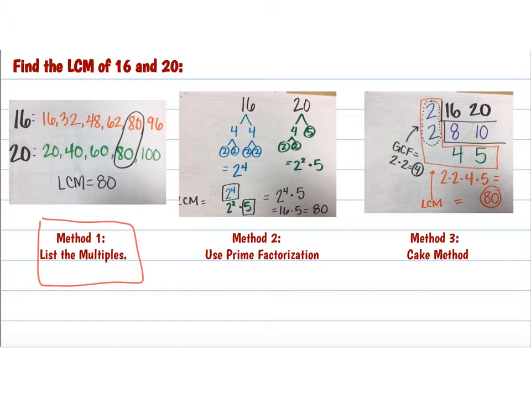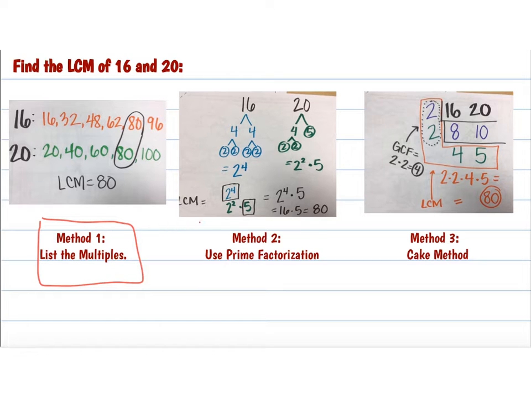So for 16, list them all out: 16, 32, 48, 64, on and on and on. And then same thing with 20: 20, 40, 60, 80, 100, until they line up. The problem with that method is that you could end up listing for quite some time. And if you make the smallest error, like if you were counting by 16s and you went 16, 32, 48, 60, just the smallest mistake would completely throw off your answer. So be careful on that method.